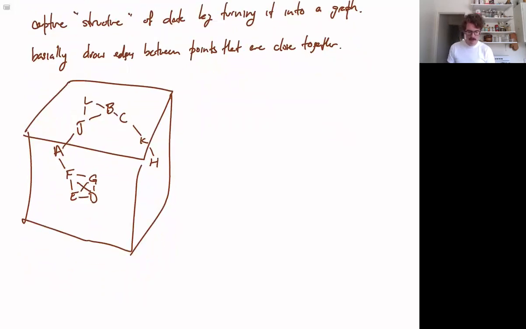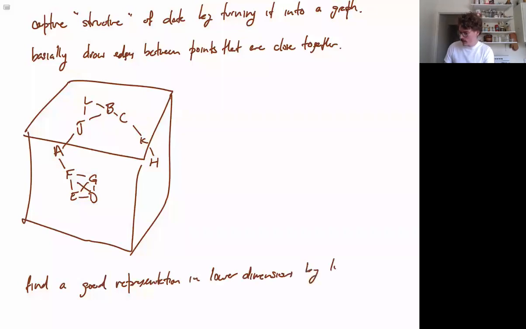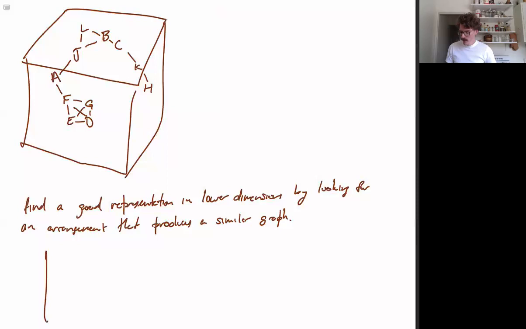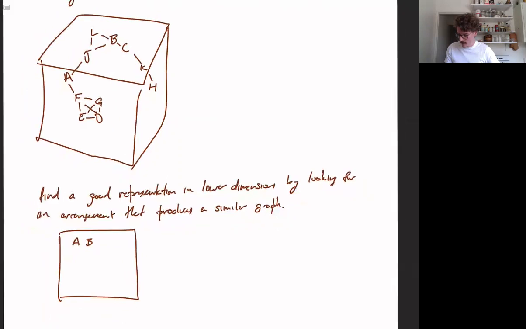And then the idea is that we find a good representation in lower dimensions by looking for an arrangement that produces a similar graph. So what do we mean by this? The idea is that if we have some arrangement of our points in a lower dimensional space, let me again draw one of those. Okay, let me zoom out a little bit. I think I want a bigger box.